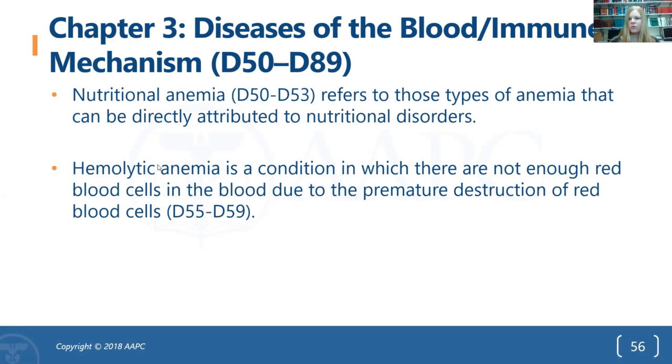Nutritional anemias refer to those types of anemias that can be directly attributed to nutritional disorders. Nutritional anemias are coded to the range D50 through D53. Hemolytic anemia is a condition in which there are not enough red blood cells in the blood due to premature destruction of red blood cells, and they're coded to code range D55 through D59.